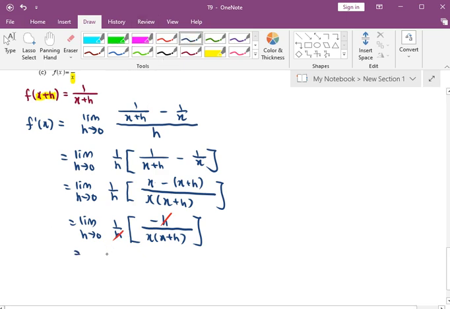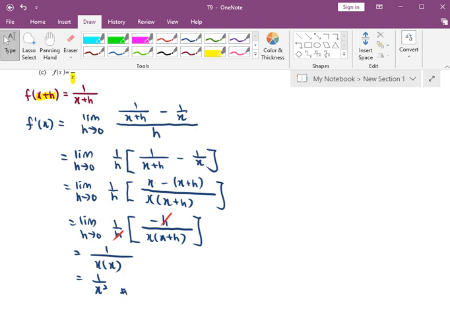Then we can proceed, substitute h equals 0. So it will be 1 over x squared. So this will be our first principle solution using a question of rational function. Okay, so I missed the negative sign. So here it is negative.